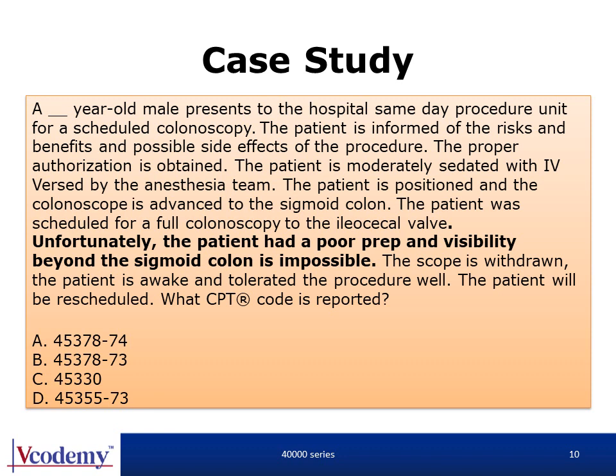The patient is moderately sedated with IV Versed by the anesthesia team. The patient is positioned and the colonoscope is advanced to the sigmoid colon. The patient was scheduled for a full colonoscopy to the ileocecal valve. Unfortunately, the patient had a poor prep and visibility beyond the sigmoid colon is impossible. The scope is withdrawn, the patient is awake and tolerated the procedure well. The patient will be rescheduled. So, what are the CPT codes, and are any modifiers needed?